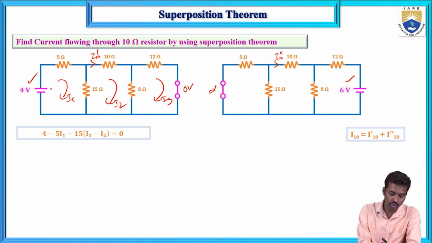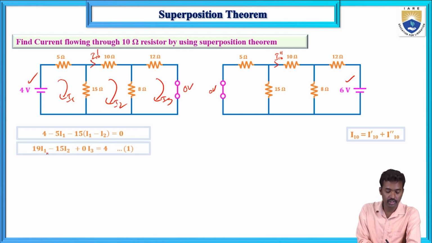So here 4 is the rising voltage, and 5 I1 minus 15 I1 minus I2. And second, if you simplify this one, what will be the equation? 19 I1 minus 15 I2 plus 0 I3 is equal to 4. So 5 plus 15, that is 19, minus 15, and there is no impact on the third mesh current I3. So that value is 0, and it is equal to 4.